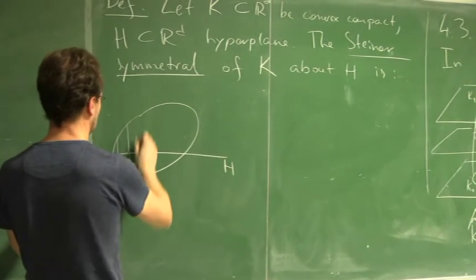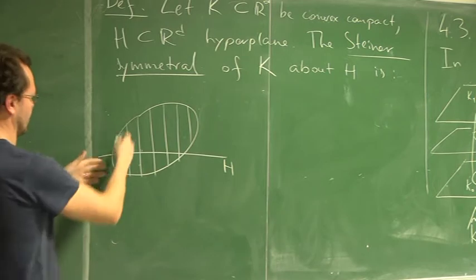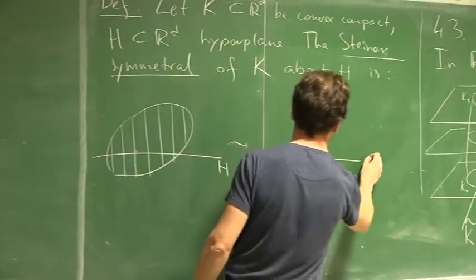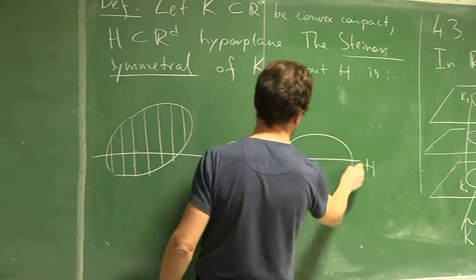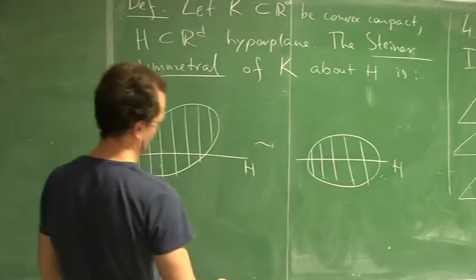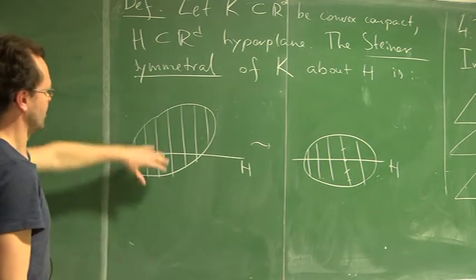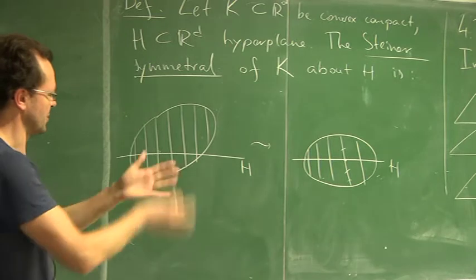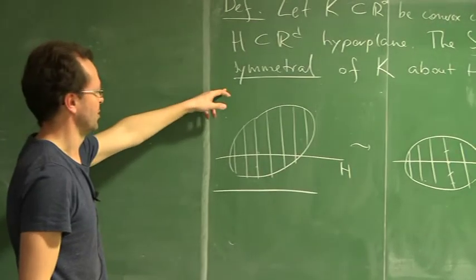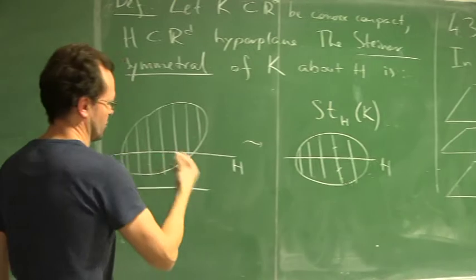What I do, I decompose K into infinitely many segments orthogonal to H. And then I move each of the segments so that its midpoint goes to H. So H is still there, but now K becomes symmetric with respect to H, because each of these segments has the same length, but its midpoint is on H. I will not write a description in words: just move all vertical segments to the middle. What is obvious is that the Steiner symmetrization, which I will denote St_H(K), preserves the volume.